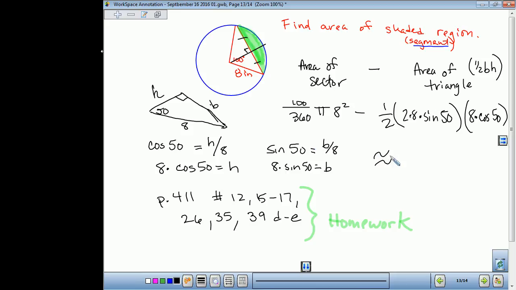Approximate. So we do 100 divided by 360 times pi times 64 minus half of 16 is 8 anyway, 8 times sine of 50 times 8 times cosine of 50. Did y'all get 24.34? Yes. Inches squared? Square inches.